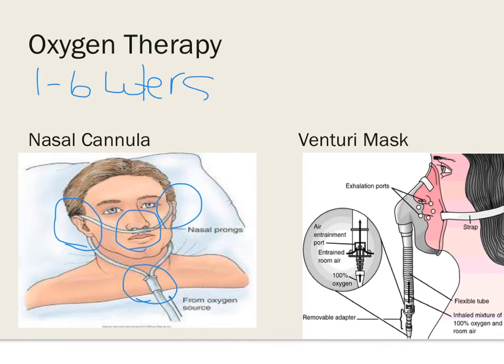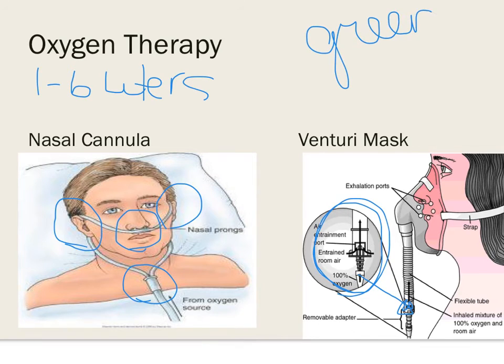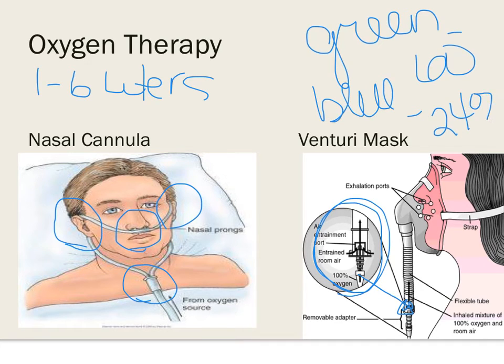The Venturi mask. The Venturi mask has valves. These valves right here are selected. They're different in colors. You can select the green one, for instance, which delivers 60% O2. So the green one delivers 60% O2. Or you can change out this valve, for instance, with the blue one. And the blue one delivers 24% oxygen.